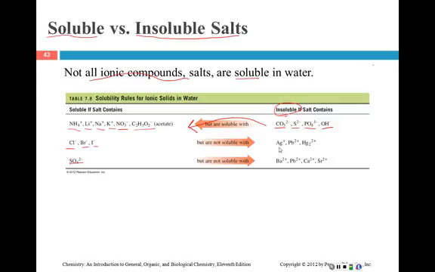Heavy metals such as silver, lead, and mercury are not soluble. And barium, lead, calcium, and strontium are also not soluble. So if you mix any of those with a sulfate, even though most sulfates are soluble, they're not going to be. And chloride, bromide, or iodide salts of silver, lead, and mercury are also not.